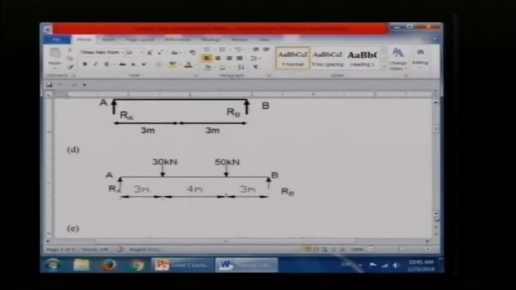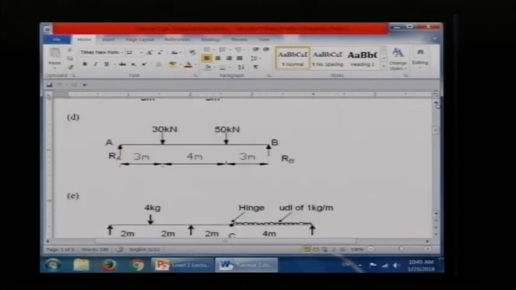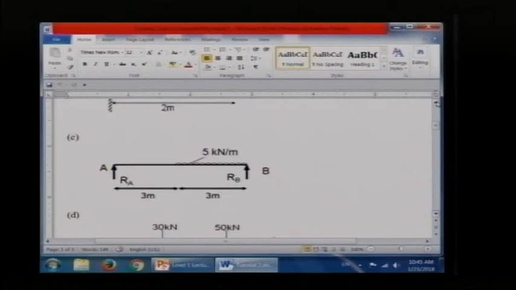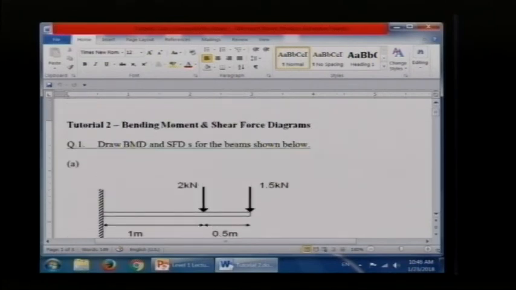Right, I think, okay, so this is something like that superposition problem that I gave you, right? But in fact, I have done a more difficult problem with a third support as well as a hinge. So this should not pose any great difficulty for you, right? Okay, so that is that one. You are supposed to draw the entire bending moment and shear force diagrams for all of these, right?